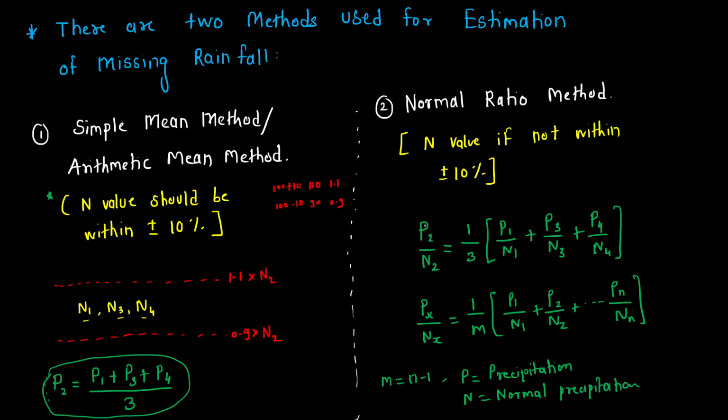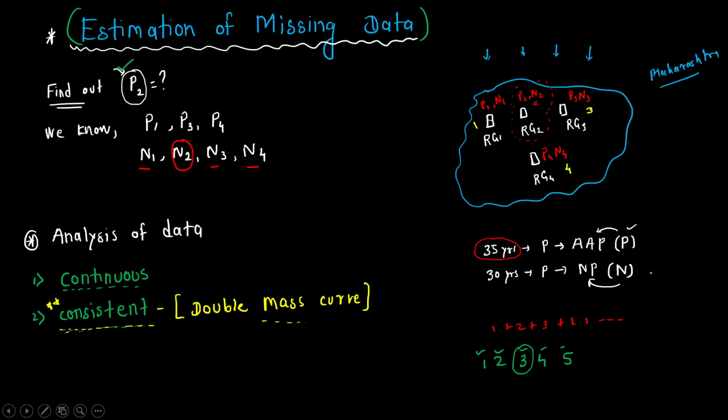With these formulas we can find out the value of missing rainfall. If certain data is missing, then we can estimate it by using the nearby stations. So this is all about the estimation of missing data.